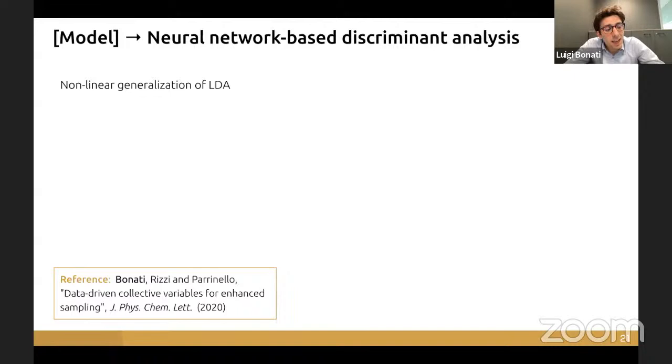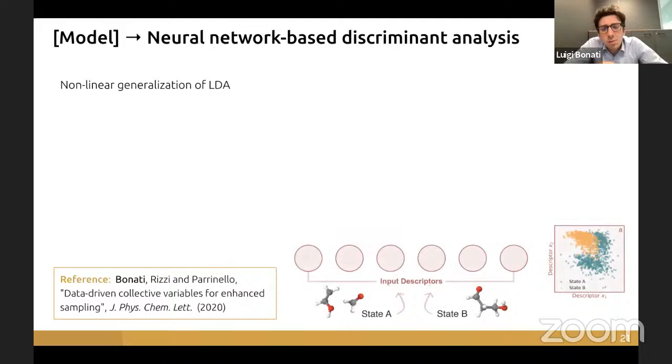Now, after having discussed the data and the objective, we need to ask which kind of model we want to use. Linear LDA has been applied also to the problem of CV discovery. However, its main limitation is the fact that we can only find a linear combination, and this, in many circumstances, can be a very limiting factor. Instead, here we use a nonlinear generalization of LDA, in which the mapping is learned with a neural network. How can we do that? Well, as input, we imagine having a possibly very large set of input descriptors together with their labels, whether they belong to state A or state B.